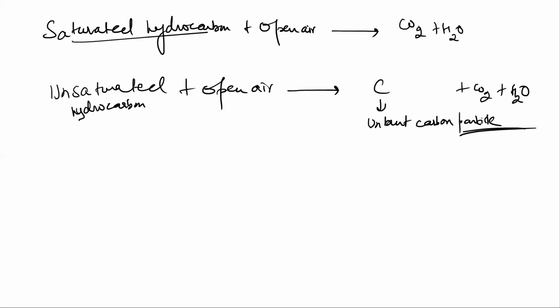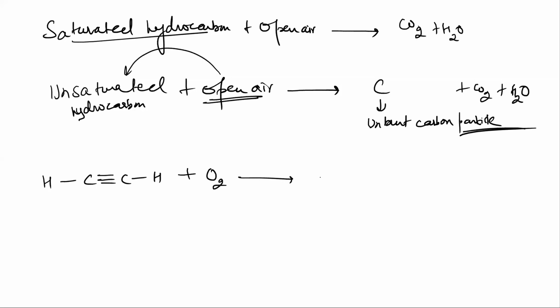Why? Because the open air does not have as much oxygen as is required to burn the unsaturated hydrocarbon completely. For example, if we have CH2 double bond CH2 or CH triple bond CH. So when we burn it in open air, there must always be some unburned carbon particles plus carbon dioxide plus water. And this unburned carbon particle present in the flame changes the color of the flame.